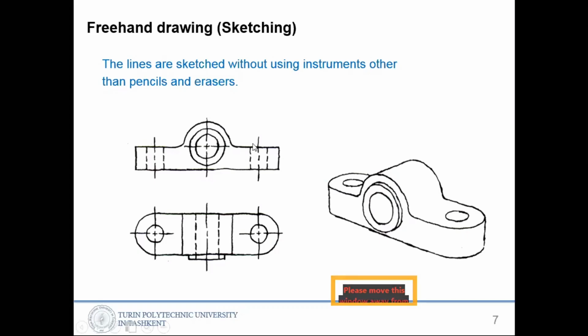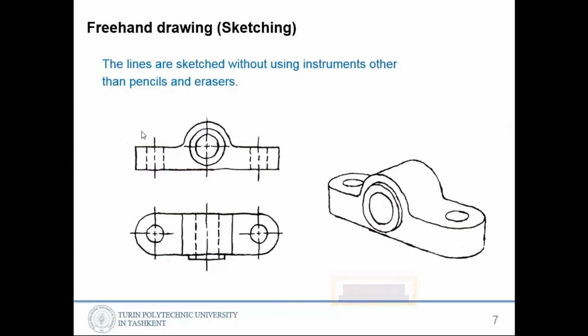Okay, so it looks like something like this. It's not straight. It's not very perfect, but it gives you the information about the part. So you can understand this part by using these 2 views. That will give you the chance to understand how it's constructed, what it looks like. But why are we using this? Why are we using this kind of freehand drawing?